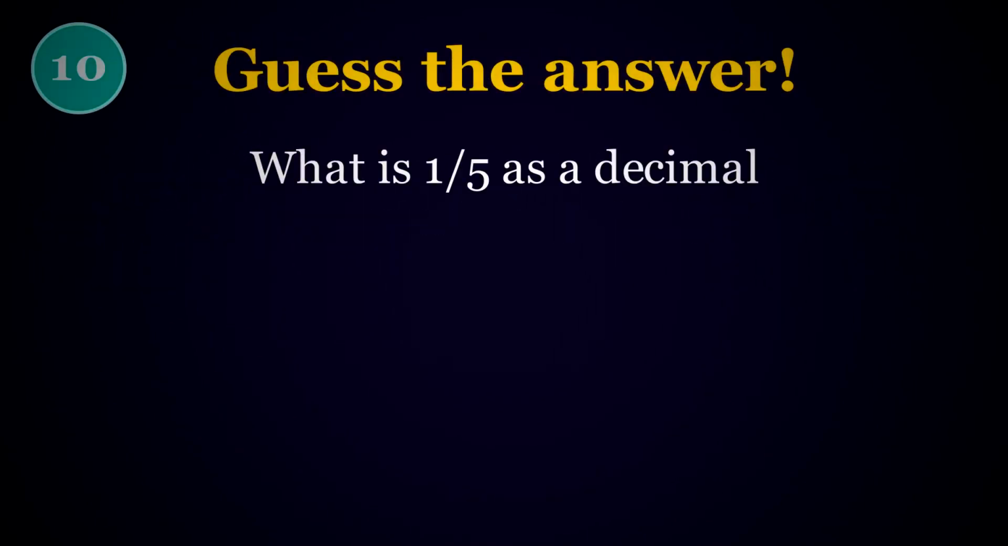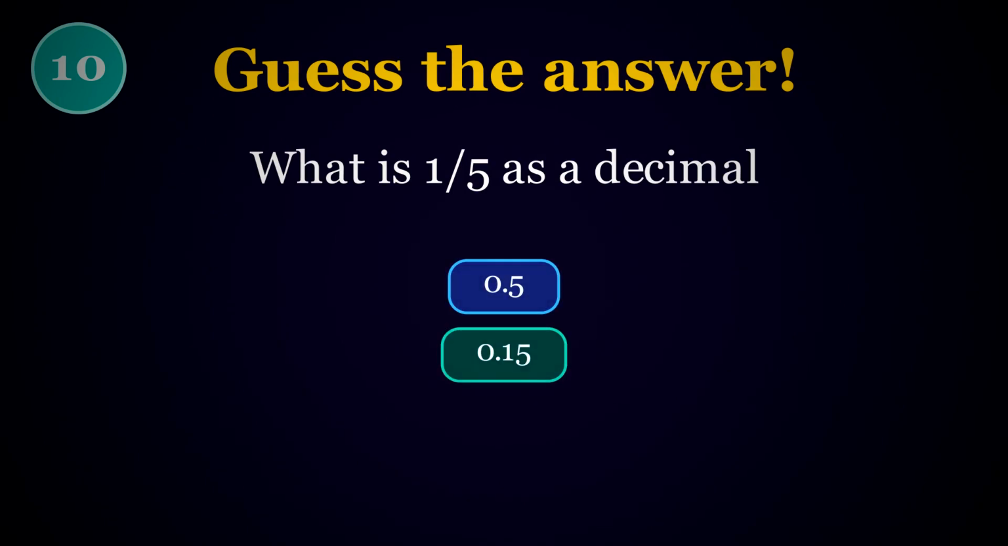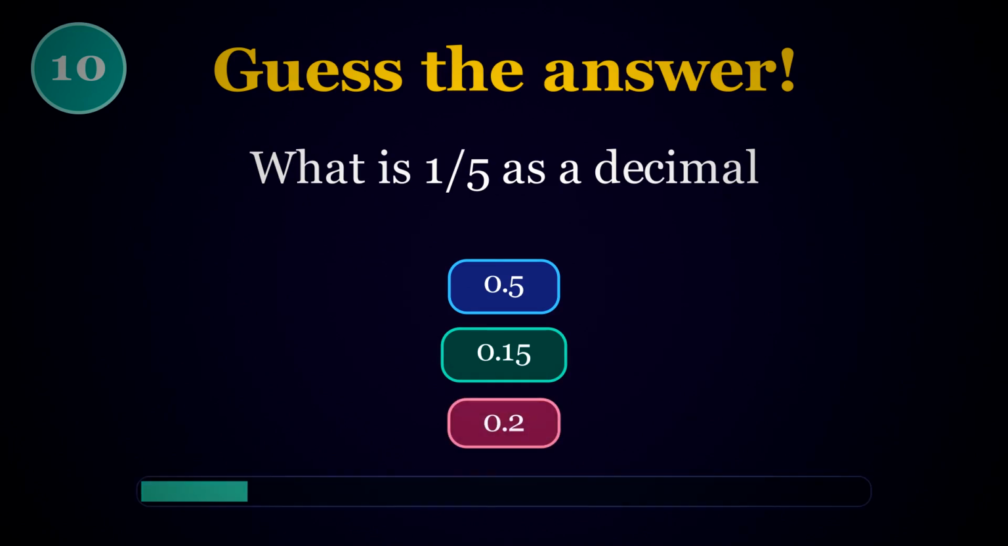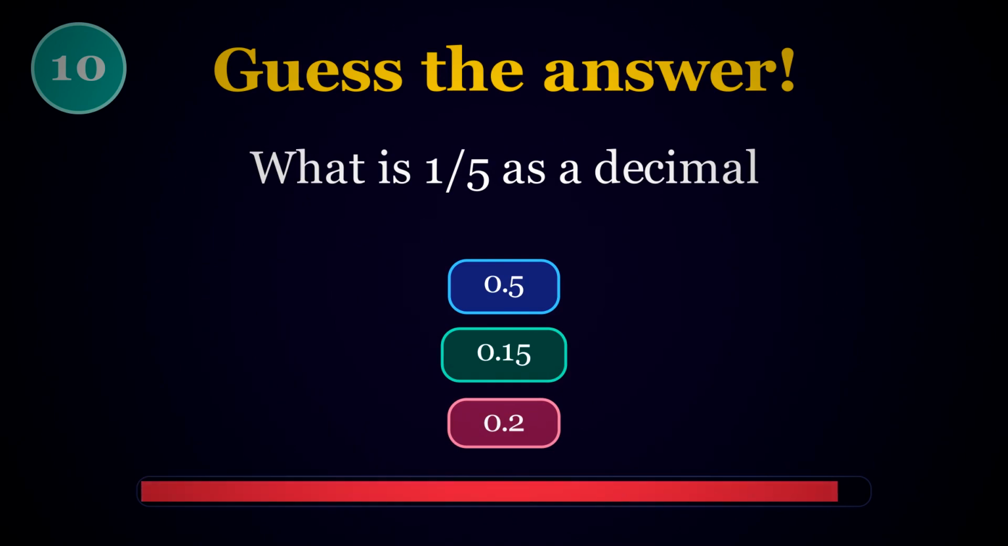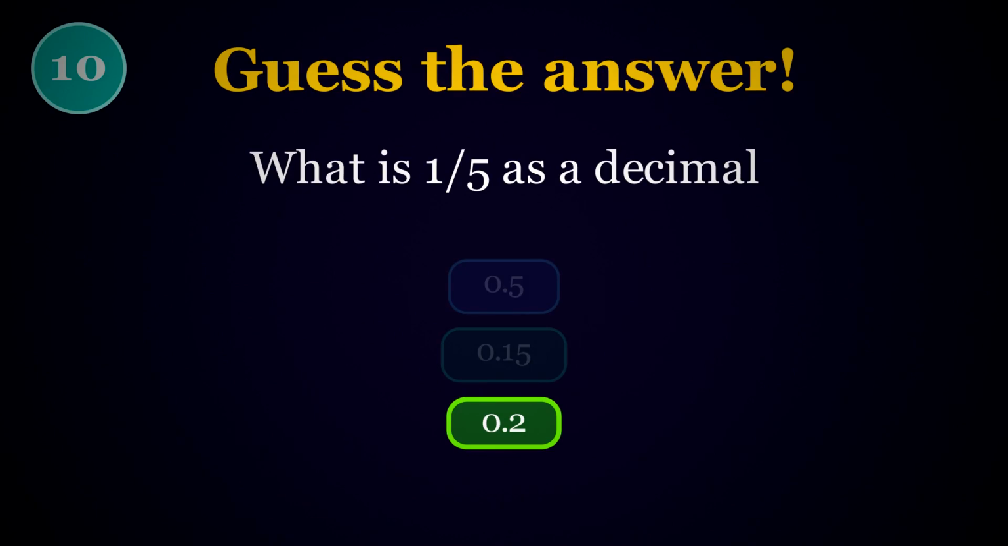What is 1/5 as a decimal? 0.5, 0.15, 0.2. The correct answer is 0.2.